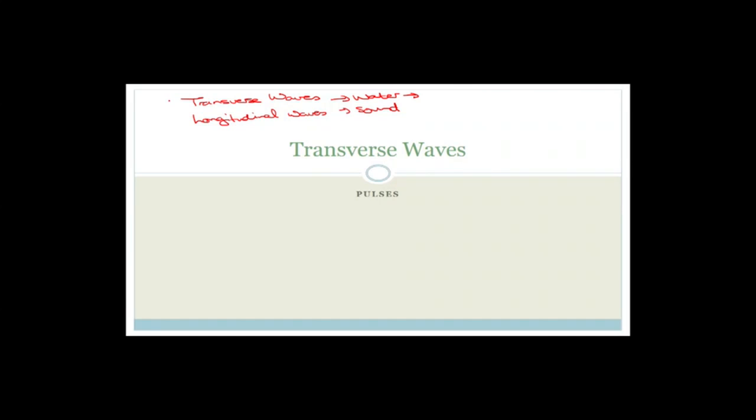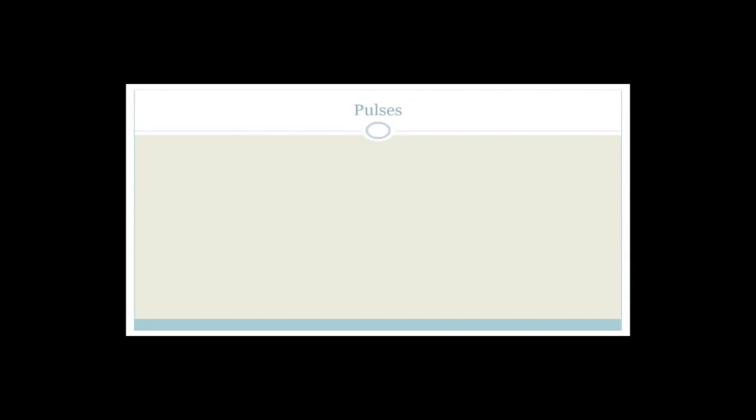For the next couple of lessons, I'm going to talk only about transverse waves, and then I'll move on to longitudinal waves after that. So don't despair, we will get to the longitudinal waves. Transverse waves are made up of pulses. This is the formal definition of a pulse: a pulse is a single disturbance that moves through a medium.